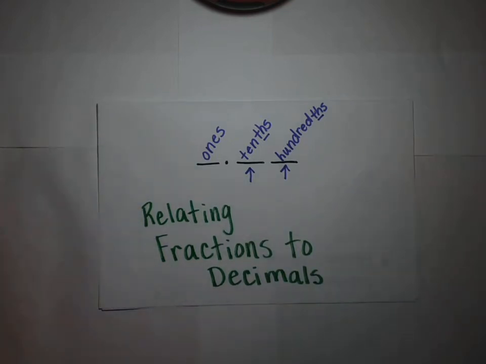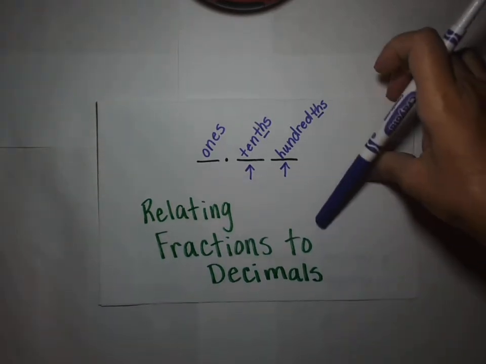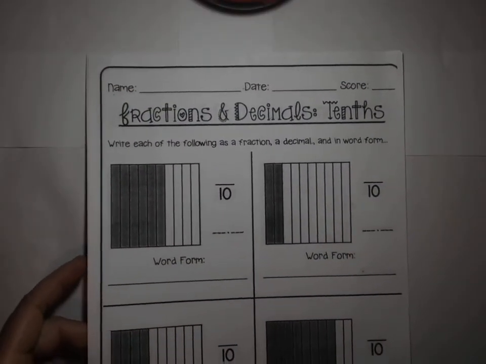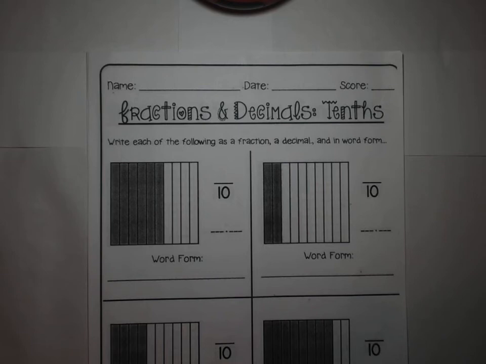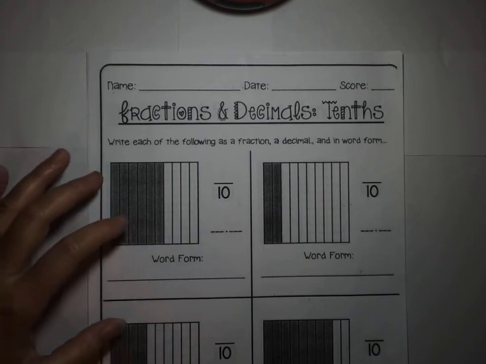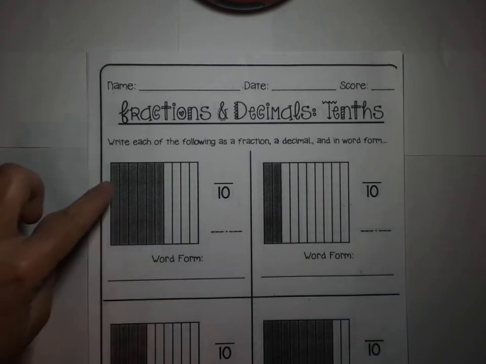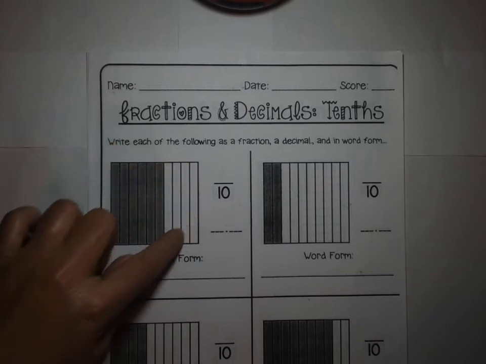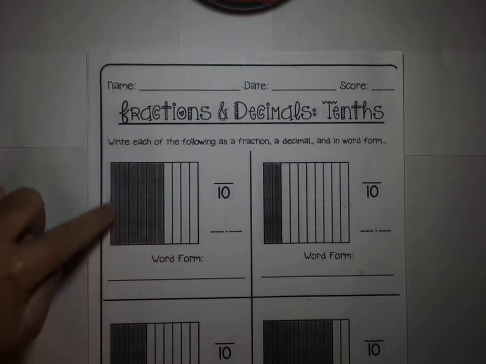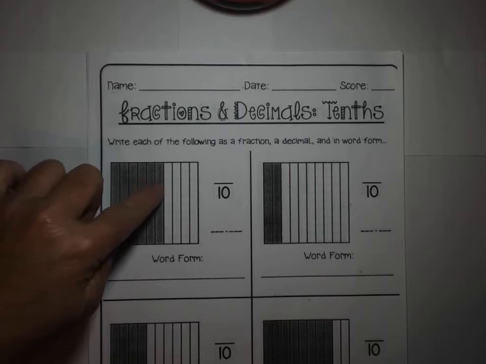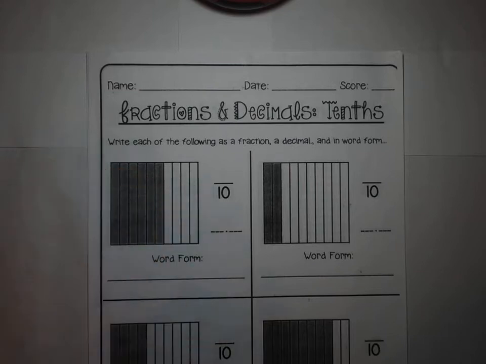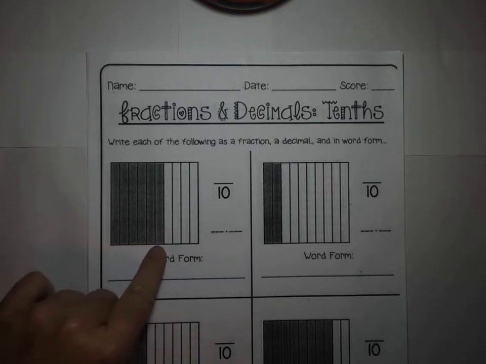So I have some examples, of course. Mrs. Savell always loves to use examples. So fractions to decimals. First, we're going to start out by looking at how to relate tenths. So remember, for example, if you have a model and this whole square represents one whole, and you have 1, 2, 3, 4, 5, 6, 7, 8, 9, 10 equal pieces, each one of these rows is a tenth.